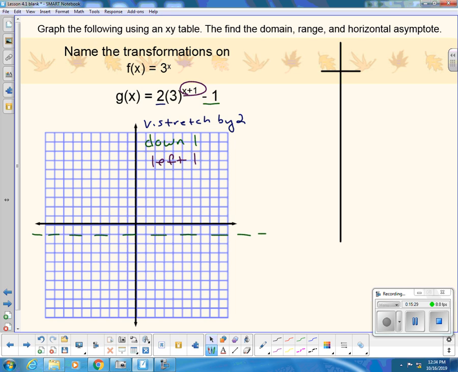So if I'm looking at 3 to the x, I'm just going to put some points up here. 3 to the negative 2 is 1 over 9. 3 to the negative 1 is 1/3. 3 to the 0 is 1. 3, remember, we're just multiplying by 3 here. So those are my original graph points.